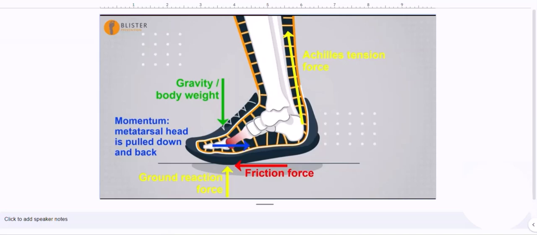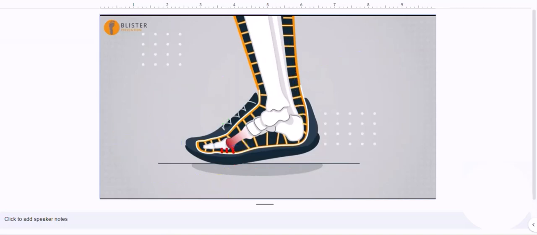This heralds a reversal in the direction of shear deformation within the soft tissues under the forefoot and toes. There's also a less significant shear event at the posterior heel in the opposite direction to that experienced at heel strike, as now the calcaneus is being pulled upwards.